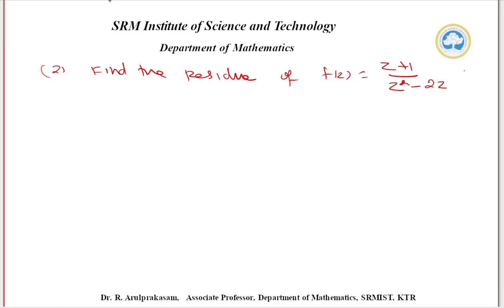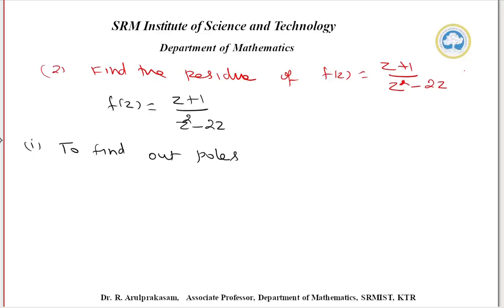So what will we do? First, what is the function? I'm taking my function f(z) = (z + 1) / (z² − 2z). The first step is to find the poles of the function f(z). How to find the poles? Set the denominator equal to 0. I get z² − 2z = 0.